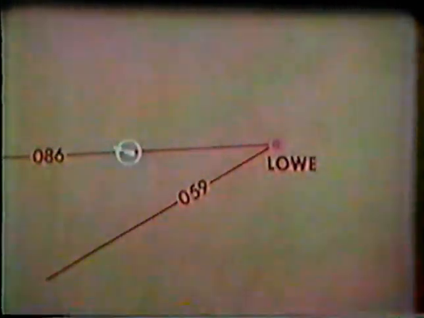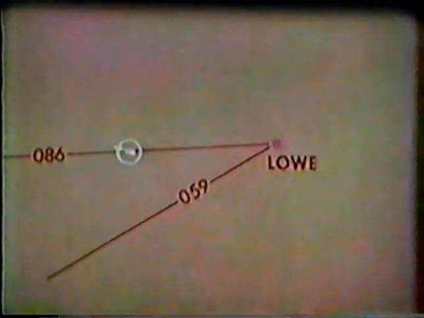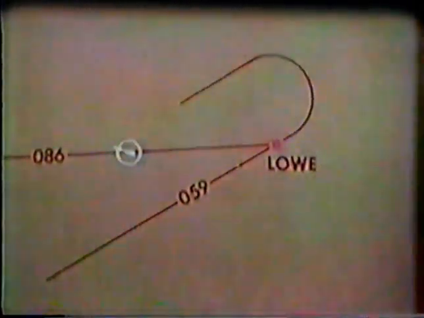The next procedure with which ADF can be used is holding. Prior to reaching low, you are told to hold southwest of the low radio beacon on the 059 magnetic course to the beacon. To make left turns, and you are given an expected approach clearance time.